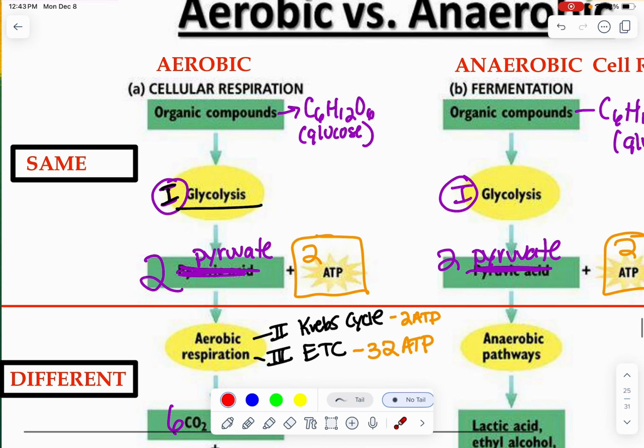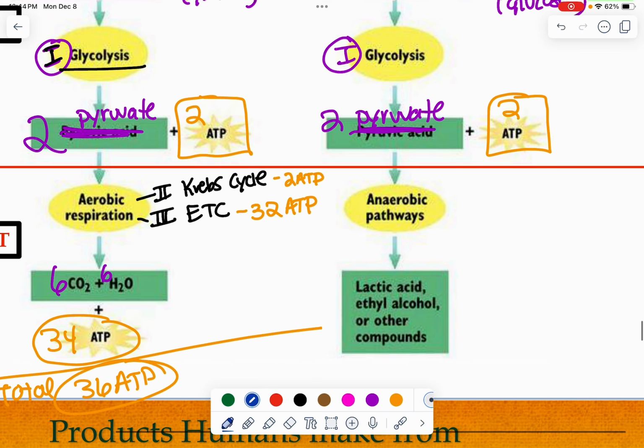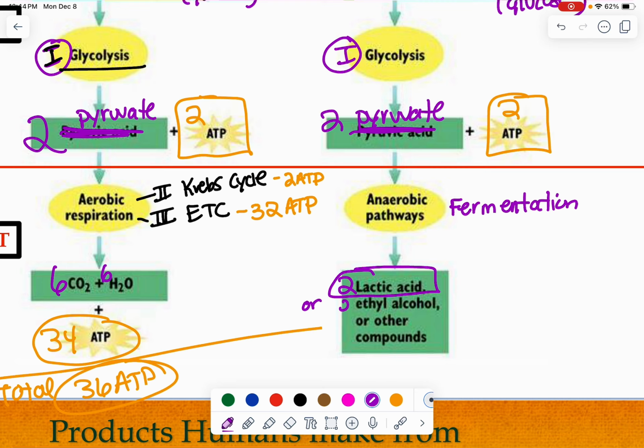Remember, this is if oxygen is present. This is with oxygen. That's what aerobic means. Anaerobic means without oxygen. Okay, so going back, let's look at the anaerobic pathways. The second part is what we call fermentation. So we do glycolysis, then fermentation, and we either get 2 lactic acids or we get 2 ethanol and 2 carbon dioxides. Those are the 2 types of anaerobic.